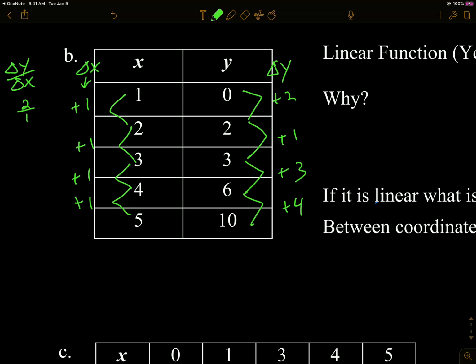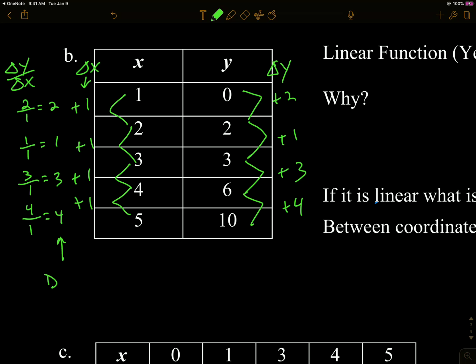On the next step, from 2 to 3, the change in y was 1 over 2. 1 over 1, because the change in x was also 1. On the next step, from 3 to 4, it went from 3 to 6. So my change in y was 3, and my change in x was 1. On the next step, from 4 to 5, my change in y was 4, and my change in x was 1. So if I reduce all of these rates of change, they are not constant.